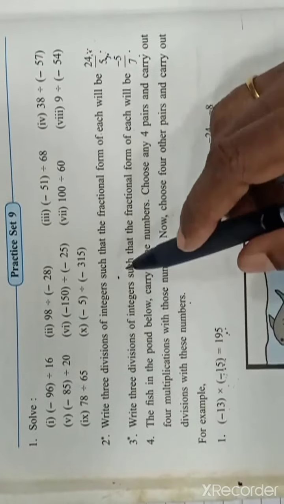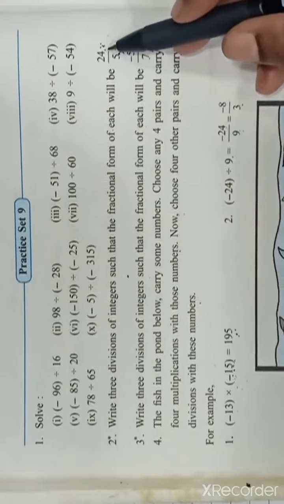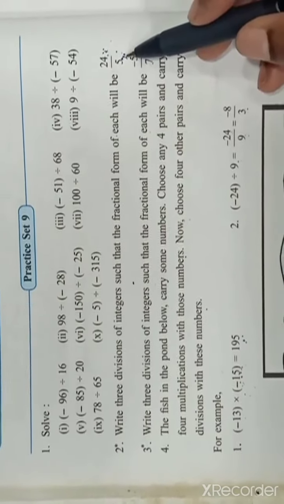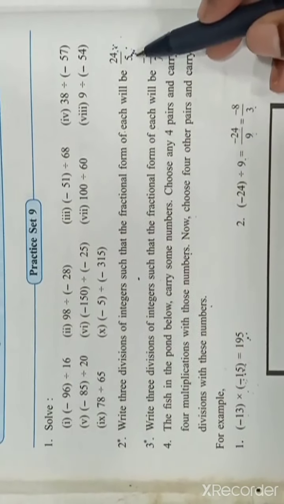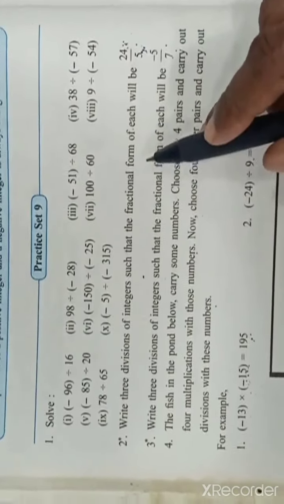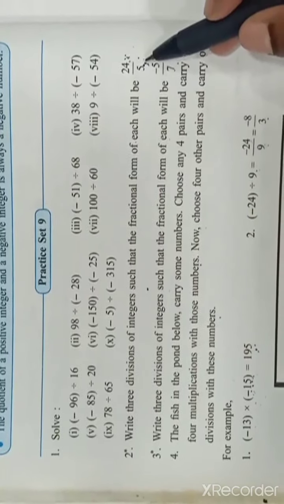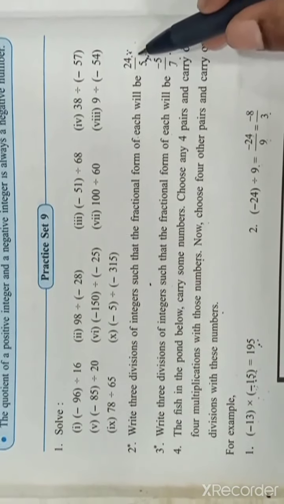Write 3 divisions of integers such that the fractional form of each will be 24 upon 5. Okay, we have to find out the 3 numbers of division of integers where their fraction value will be 24 upon 5. Now how we will get this 24 upon 5?